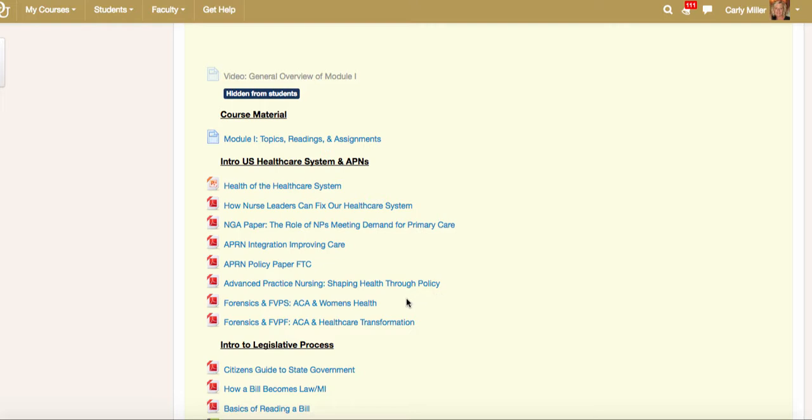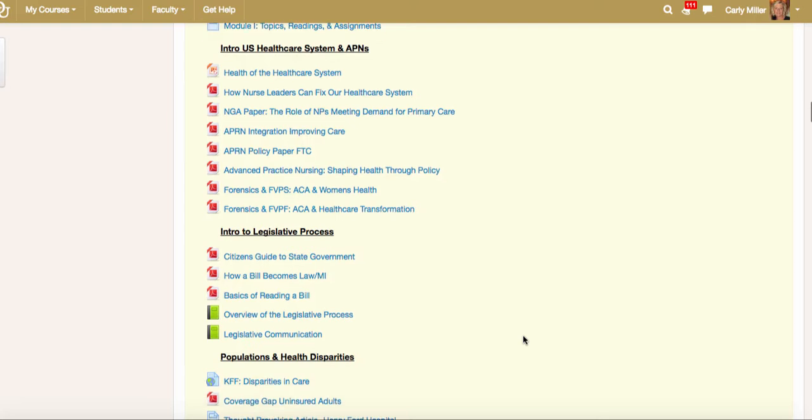Forensics, I did put this up here too. This is from the Family Violence Prevention website, and it's looking mainly at the transformation that went on with the ACA and its implications for women's healthcare and healthcare transformation within the field of forensics and violence and abuse. So those are good areas that you can look at with the specialty of forensics.